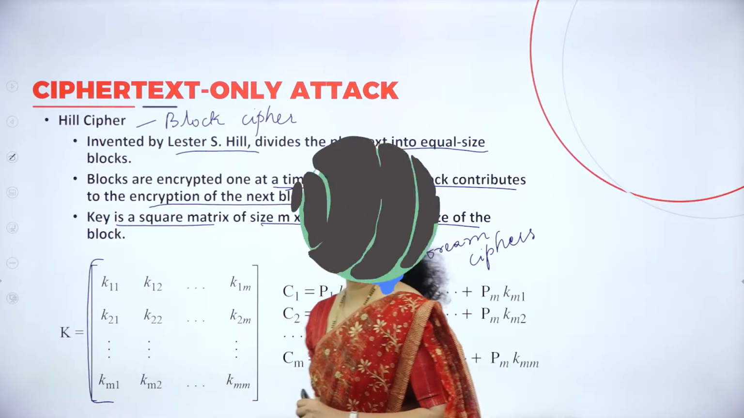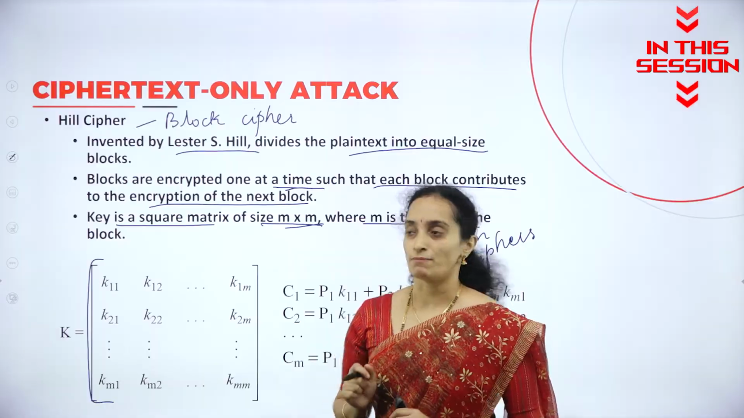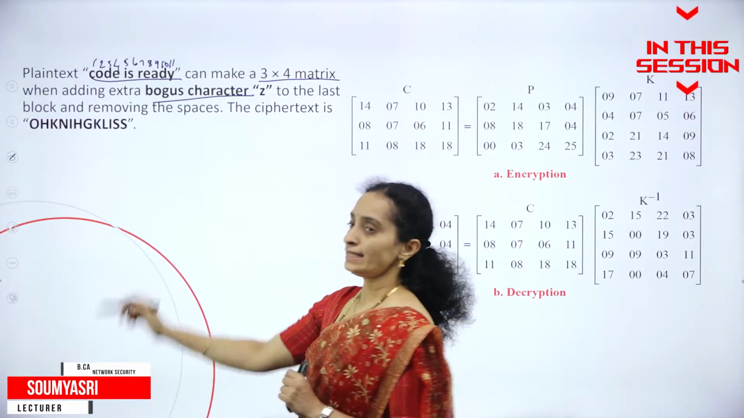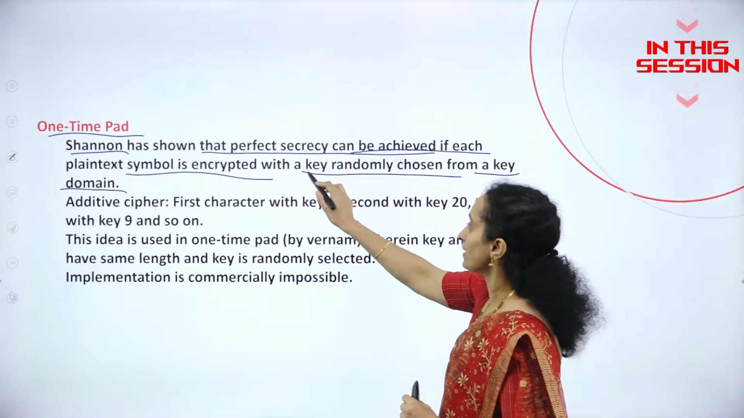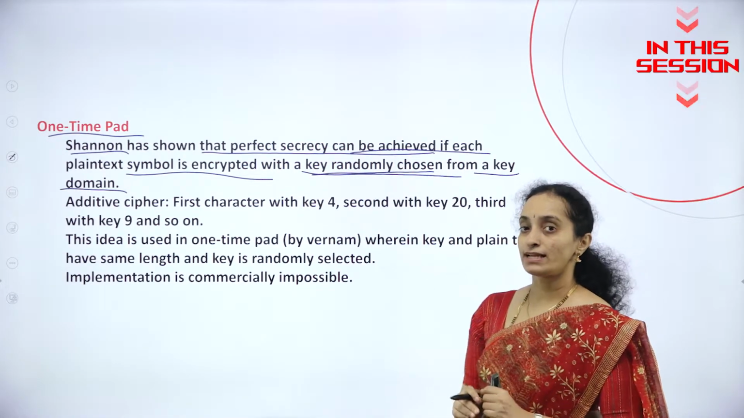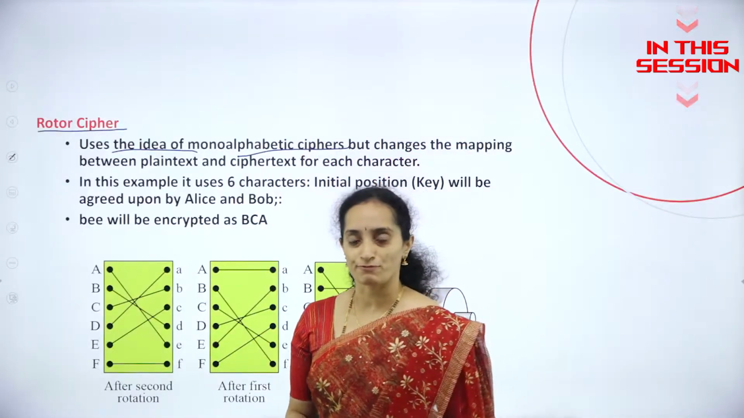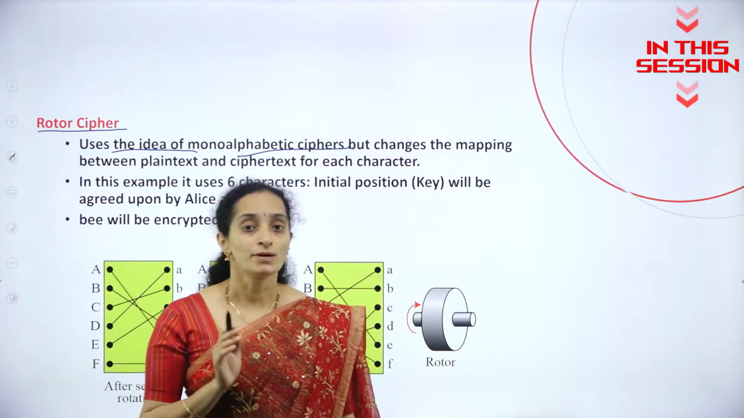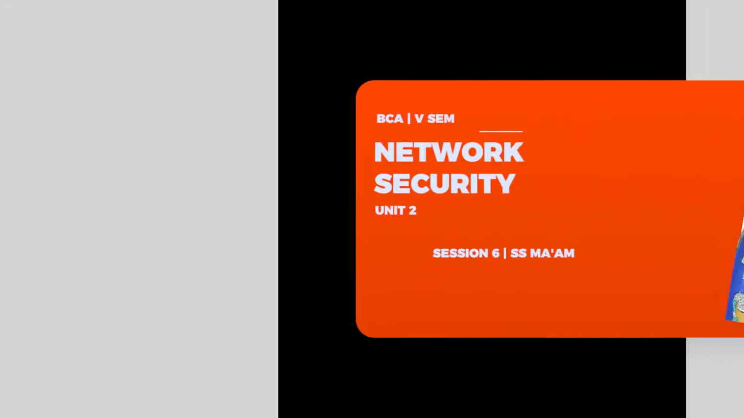A key matrix consisting of the size m into m. It will be adding a bogus character at the end of the message. The encryption must be done with a randomly chosen key instead of a single key. It is a type of polyalphabetic cipher but uses the concept of monoalphabetic cipher.